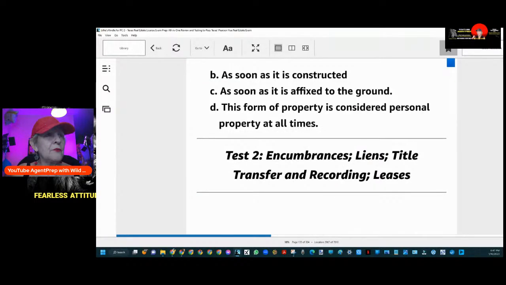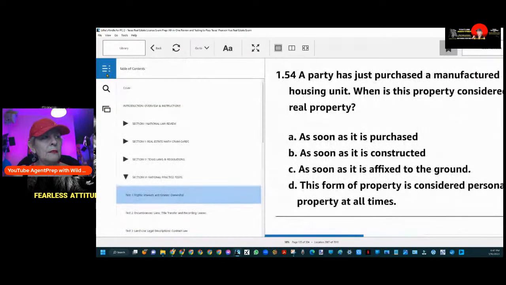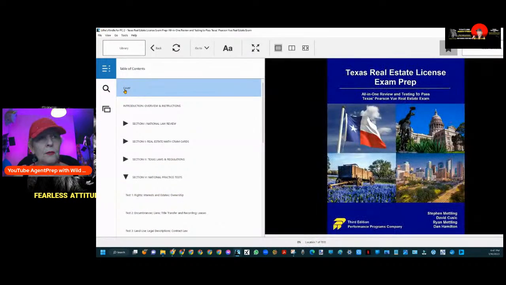All right. So we're going to go into test 2 of this book. And this is the book. Awesome, awesome book. Texas Real Estate License Exam Prep by Metling, Kuzik, and Hamilton. It's a small company, and so far they've published 26 states, and they're adding more states every year. And they're producing a new one for Texas. So they have, like I mentioned, 26 different states. Now the national is the same for all 50 states. That's why it's called the national exam.